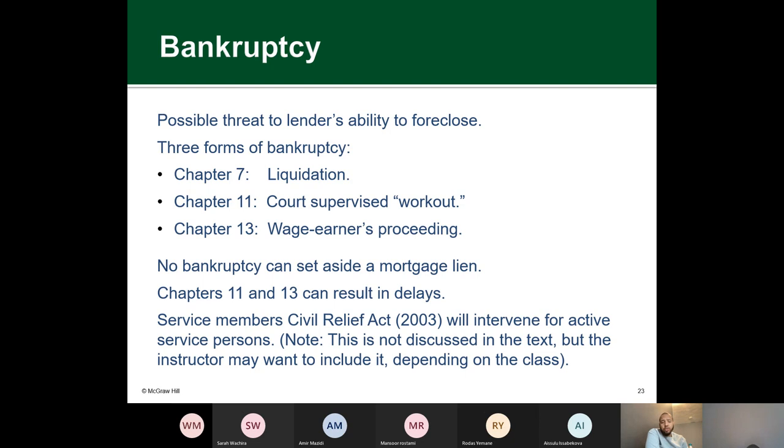As a consumer, you have three possible ways to file bankruptcy. Right. Chapter 7, which is just a pure liquidation. Chapter 11, which is the court. And Chapter 13, which is the one that affects actual wage earnings, right? Bankruptcy doesn't completely wipe out a mortgage lien, but it helps. 11 and 13 have delays. So if you do chapter 7, where you're just liquidating everything you own to pay towards things that you owe, it makes life easier.